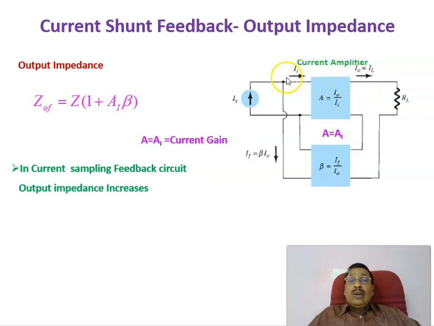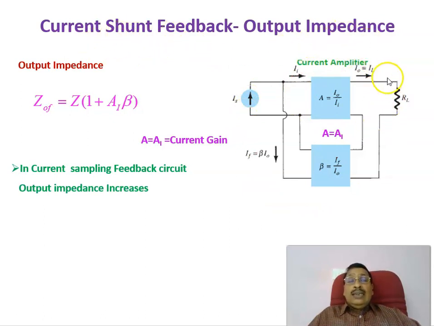Therefore, I0 divided by Ii is the gain of this current amplifier, given by AI equal to I0 divided by Ii. We take the output current, and the feedback current is given by beta times the output current. Beta times I0 is the feedback current, and the input current is the source current Is minus the feedback current If. Therefore, this topology is called current shunt feedback.